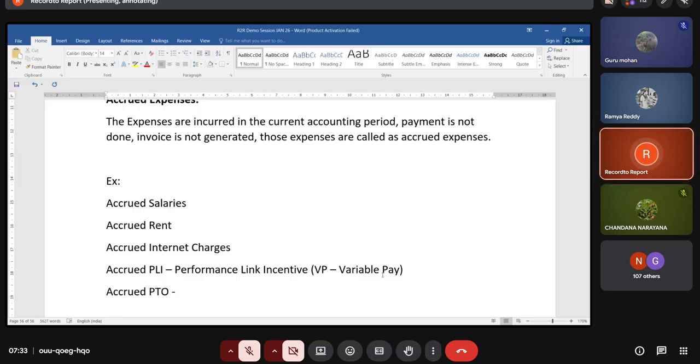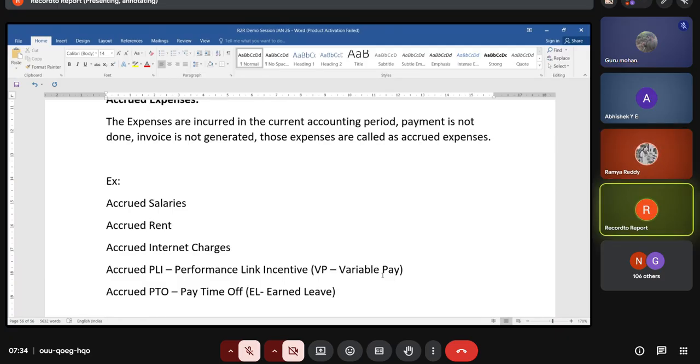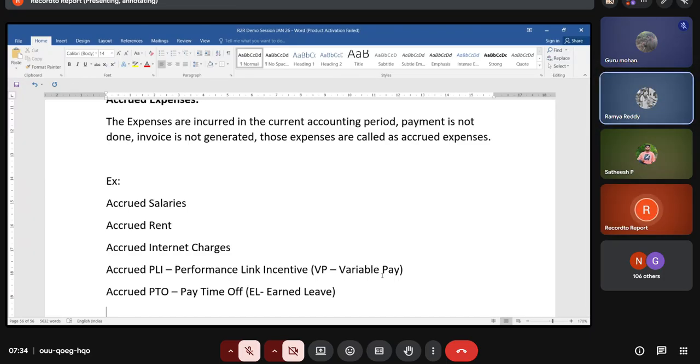What is the meaning of PTO, guys? Paid time off. It is also called EL, which is nothing but earned leave. Okay, guys, understand? So whatever they are paying to the employees, they are recording in the same month. Some companies provide shift allowances, night shift allowances, or any OT charges. Will they pay in the same month, guys? Whatever OT you earned in the current month, will they pay in the same month? No, that will be paid in the next month.